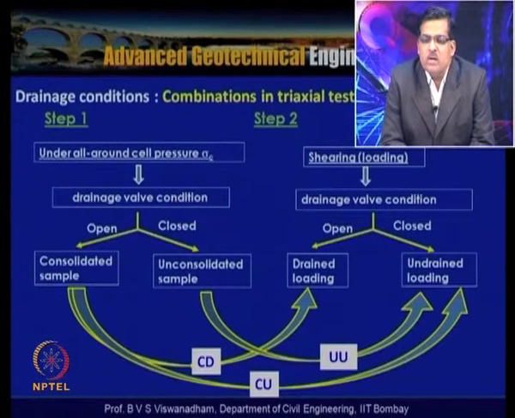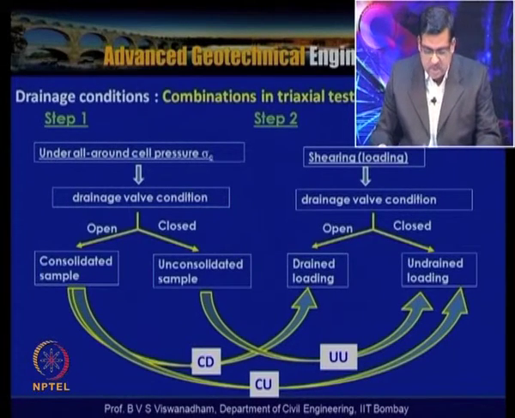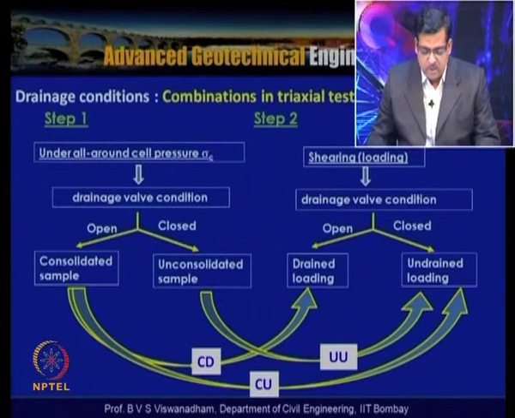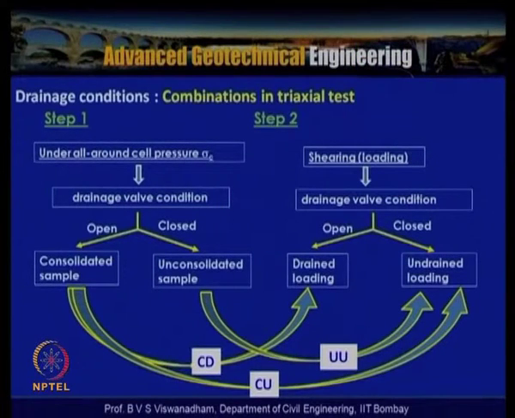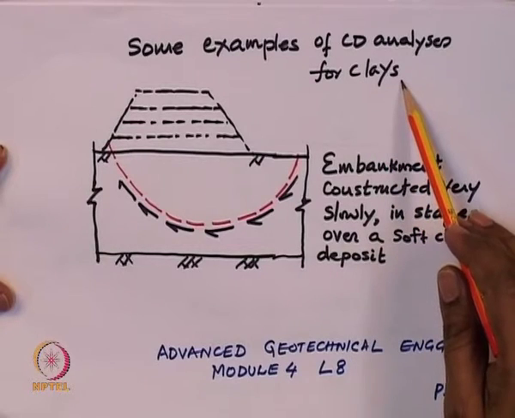Or let us assume a catastrophic failure in a vertical cut in saturated soil under undrained condition, which to some extent is also an example of the unconsolidated undrained test. In such situations one needs to do the unconsolidated undrained triaxial test, but we have some practical examples in which different types of tests can be done depending upon the practical situation. What we have here are some examples for the CD analysis for clays.